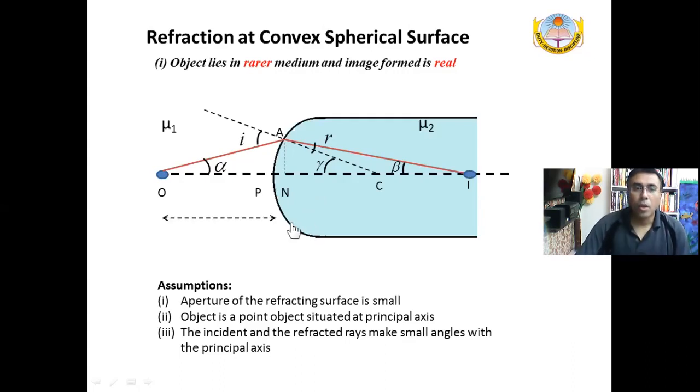Now the distance of object O from the pole will be u, that is the object distance. The distance of C from the pole, PC, is the radius of curvature, and the distance of the image from the pole we call v. u, v and R are the standard nomenclatures which we use for object distance, image distance, and radius of curvature.